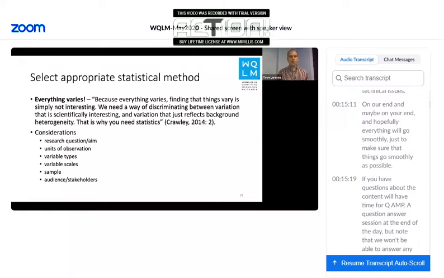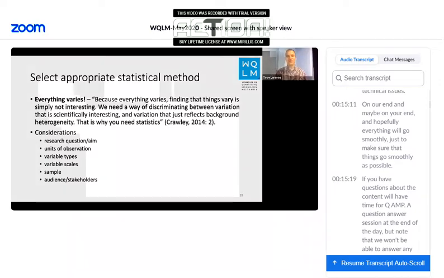And then it's important to be thinking about your sample. Depending on the sample you have or are able to get, you often have a different range of choices about the type of statistical method that you can or should be running. And I'm not just talking about the size of the sample, but also the nature of the sample and what it represents. And then it's always good to think about your audience or your stakeholders.